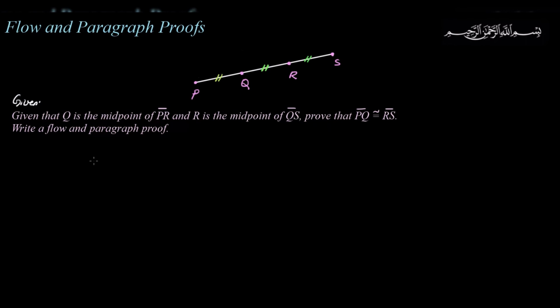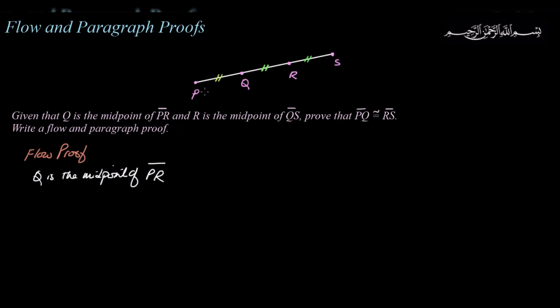Okay, so where do we start? Let us start with the given information. So I'm going to write the flow proof. Okay, so here is my flow proof. Ta-da! It's going to require a certain bit of work, I can tell right now. Okay, so start with the given information. Q is the midpoint of PR. So I just write that Q is the midpoint of PR, segment PR. So that is given.